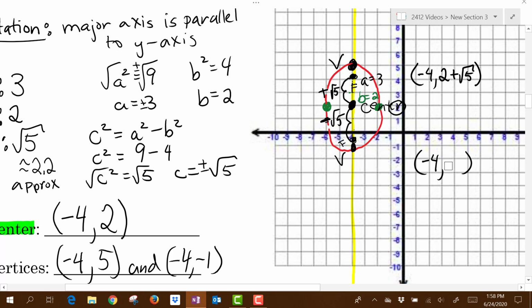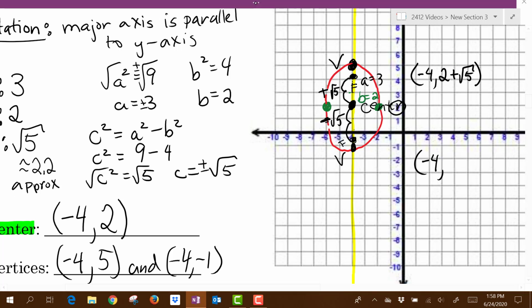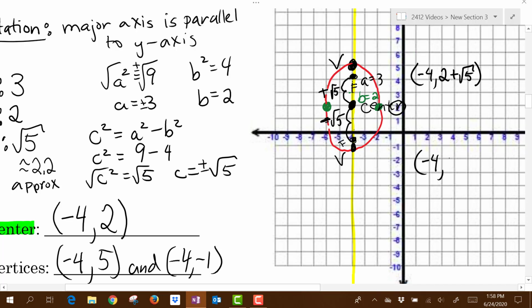What are we subtracting square root of 5 from? Well, we're going down from a y value of 2. So it's going to be 2 minus the square root of 5. These are what we call the exact values. And this is what I'll be looking for in your homework.